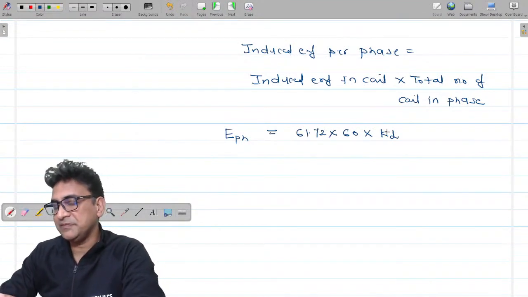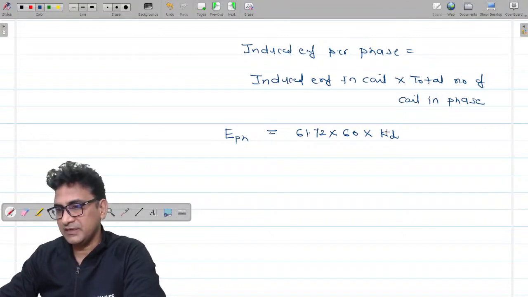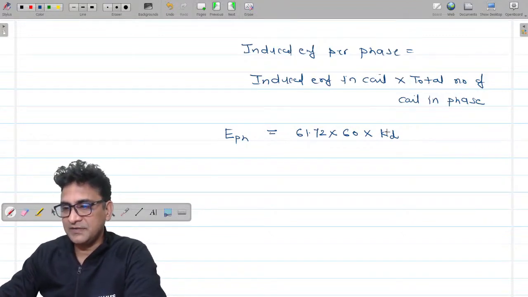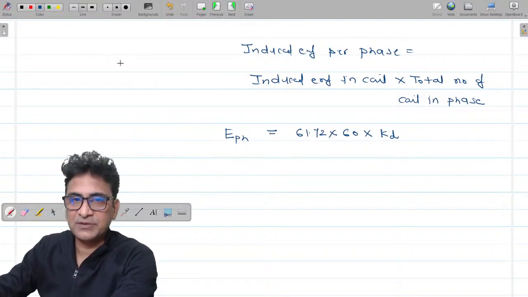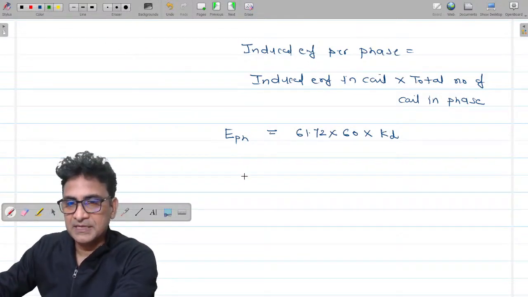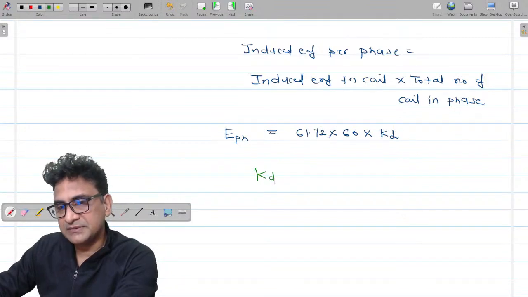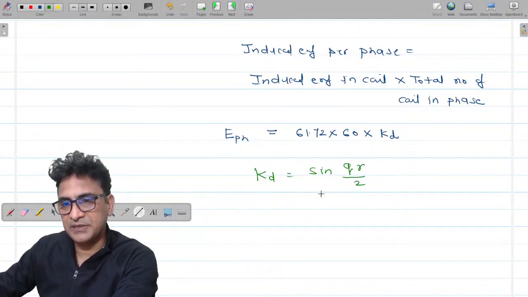So this is the difference between where we have to use the distribution factor and pitch factor, and where we don't use any pitch factor or distribution factor. So find out the distribution factor first. The formula to find the distribution factor is sin(qγ/2) divided by q sin(γ/2).